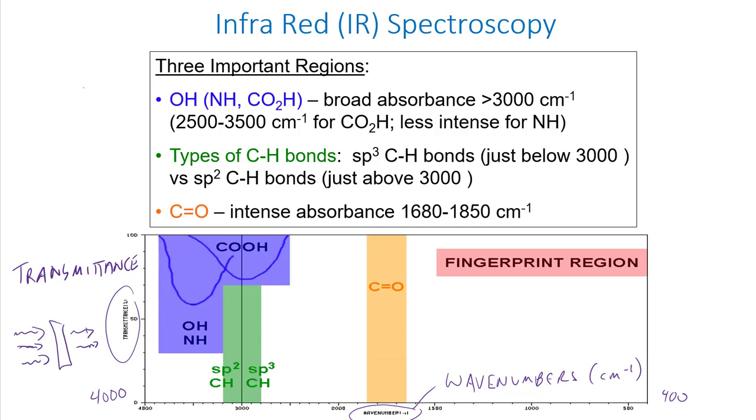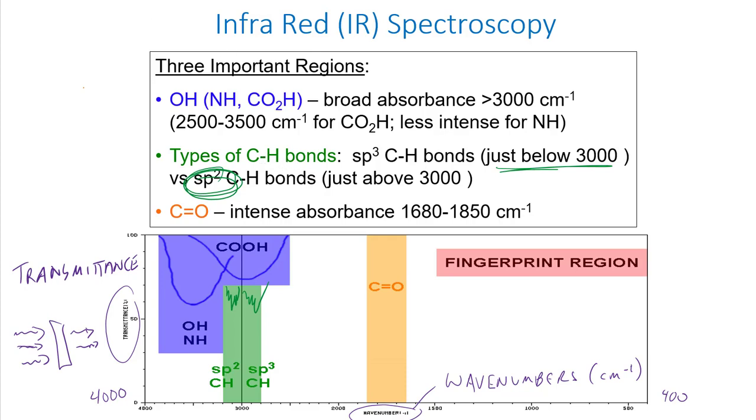Now, our CH absorbances tend to be much smaller and sharper, and sometimes they will get lost on the carboxylic acid or even alcohol absorbances. But they tend to be smaller and jagged, and they're going to be just above 3,000 if our hydrogens are connected to sp2 carbons, and they'll be just below 3,000 if those hydrogens are connected to sp3 carbons.